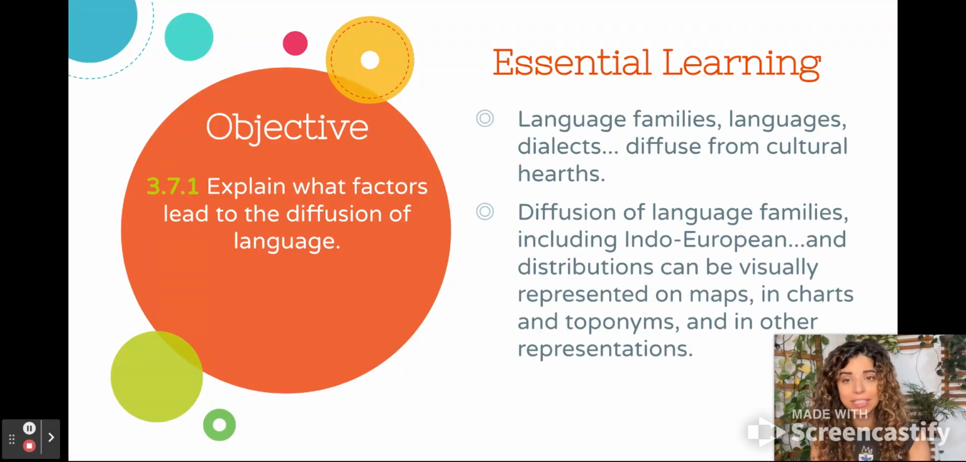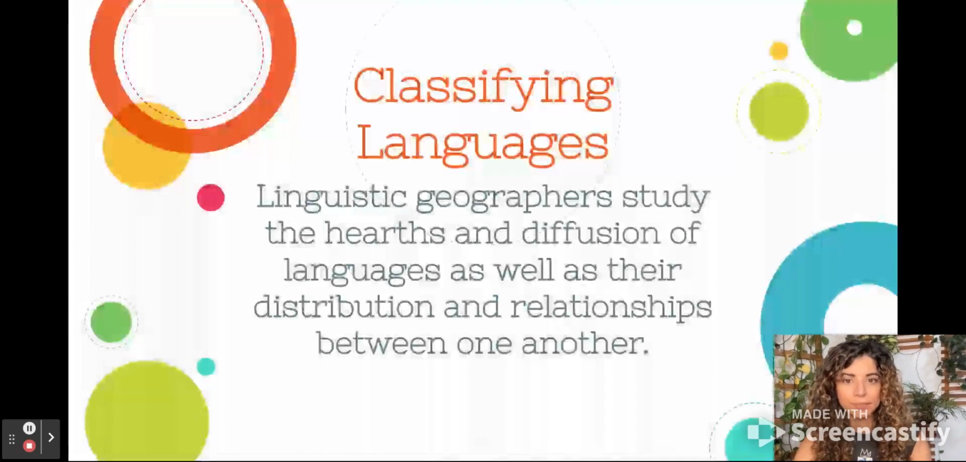For this first one, explain which factors led to the diffusion of language. So this includes being able to understand language families, languages, language dialects, and how they diffuse from cultural hearths. And then we'll also be looking at a few specific ones that you all should know for the exam and how they are represented in different stimulus.